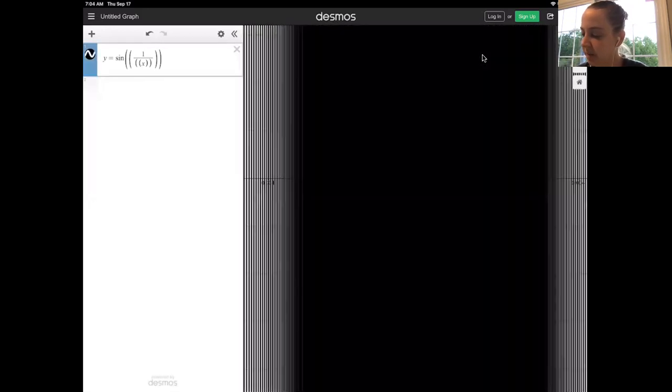On Desmos, I'm just going to pinch. But as you get closer, this is a mess. It just keeps oscillating up and down and up and down and up and down. And in fact, did I break it? Oh, look, now I can't go back.